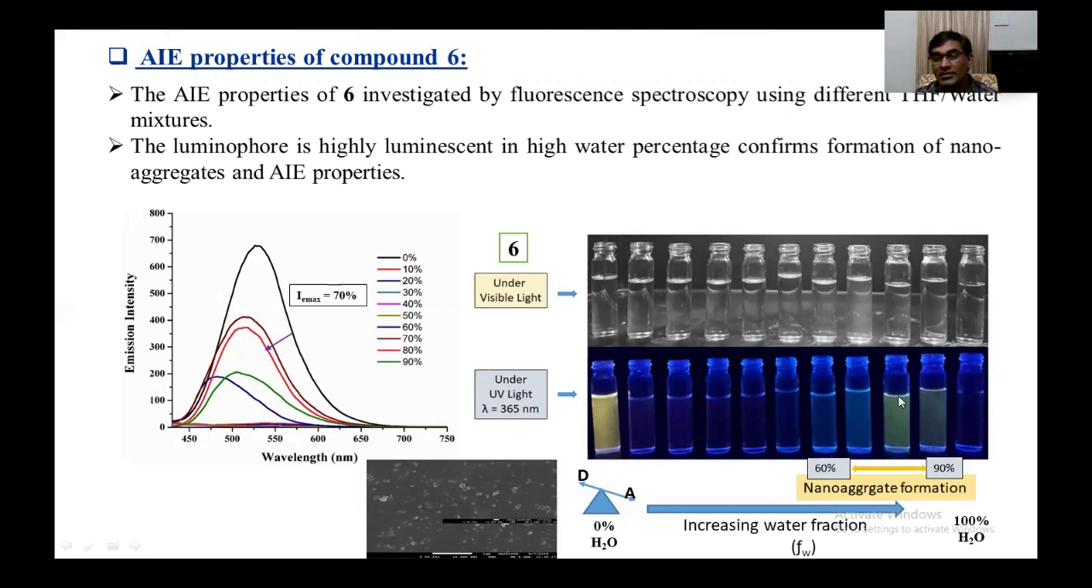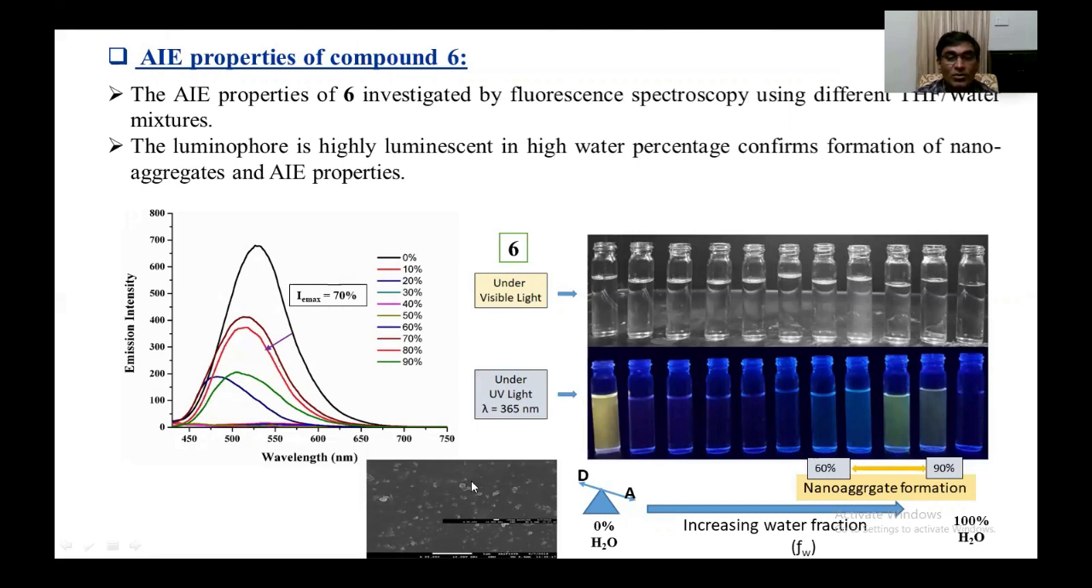You can see here the emission plot of all these fractions of the THF-water solvent mixture. At 0% water the molecule is highly emissive, up to 650. But at 80% water fraction there is good emission due to the formation of these nanoparticles or nano-aggregates, the solid state, due to, again, that phenomenon, that is RIR.